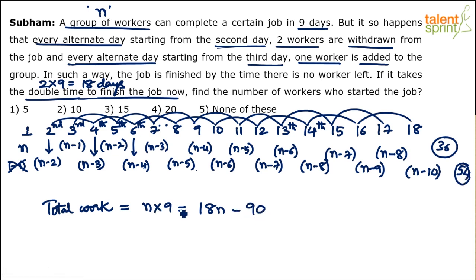Solve for this. So 9n equals 18n minus 90. So from this, what will be the value of n? 18n minus 9n, 9n equals 90, n equals 10. That's your answer. So 10 workers. Find the number of workers who started the job. 10 workers started the job.